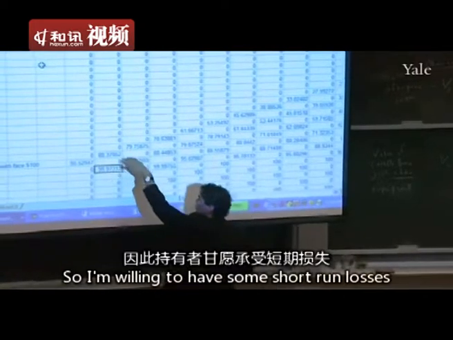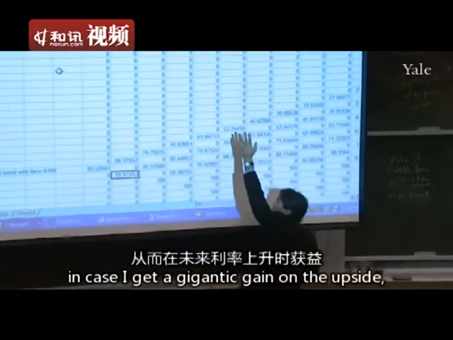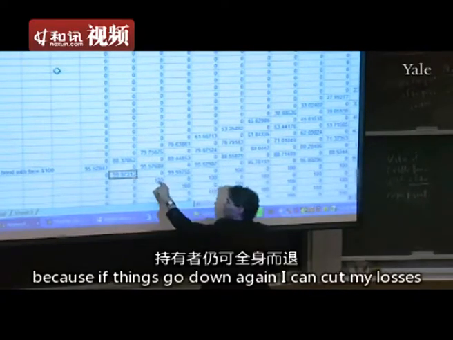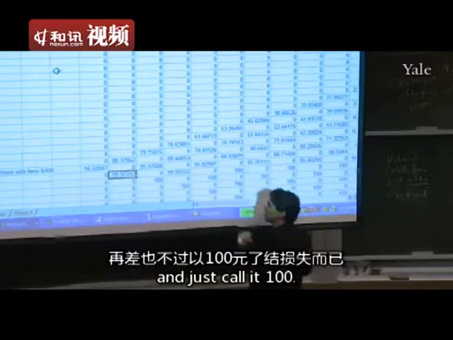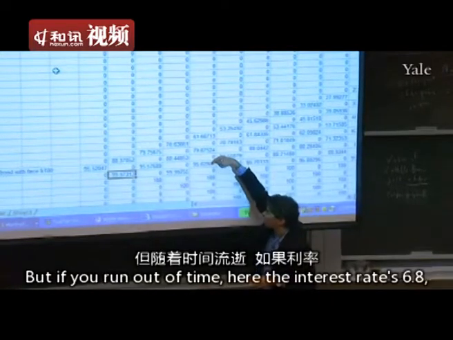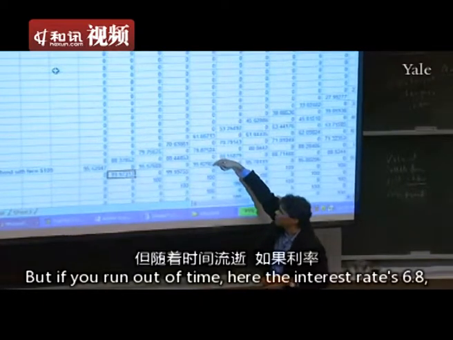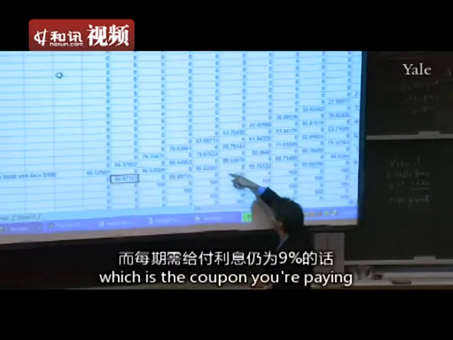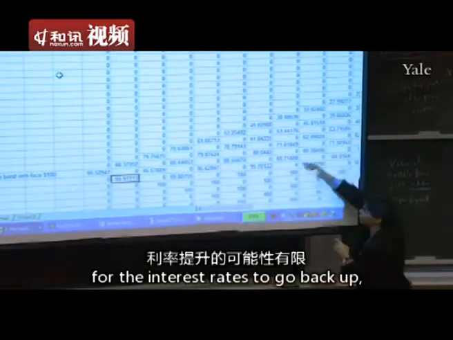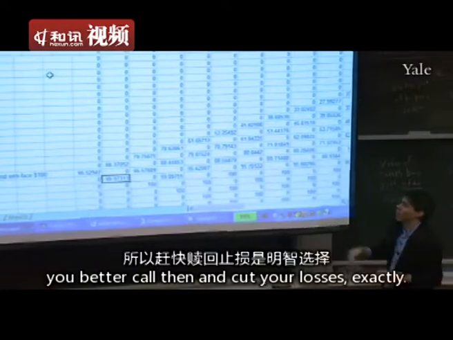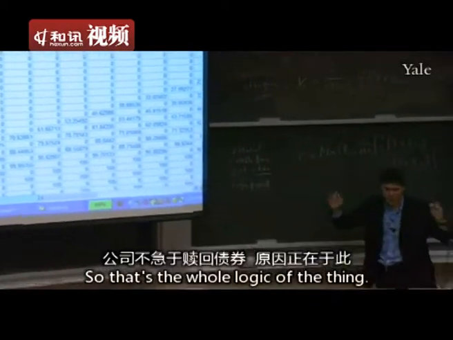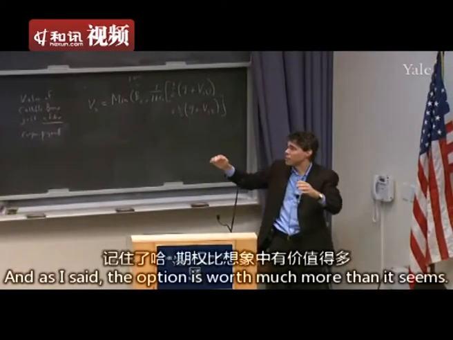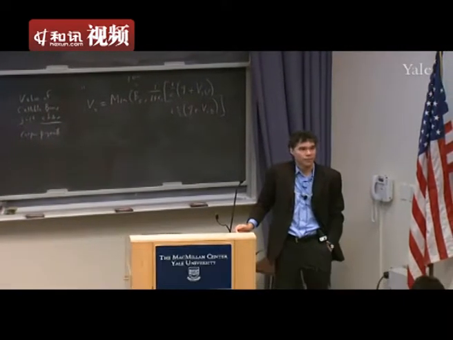So I'm willing to have some short-run losses in case I get a gigantic gain on the upside, and I know that I'm protected on the downside because if things go down again, I can cut my losses and just call it 100. But if you run out of time and the interest rate of 6.8 is still way below 9%, which is the coupon you're paying, and you don't have much time for the interest rates to go back up, you better call then and cut your losses. Exactly. So that's the whole logic of the thing. Any questions about that? And as I said, the option's worth much more than it seems.